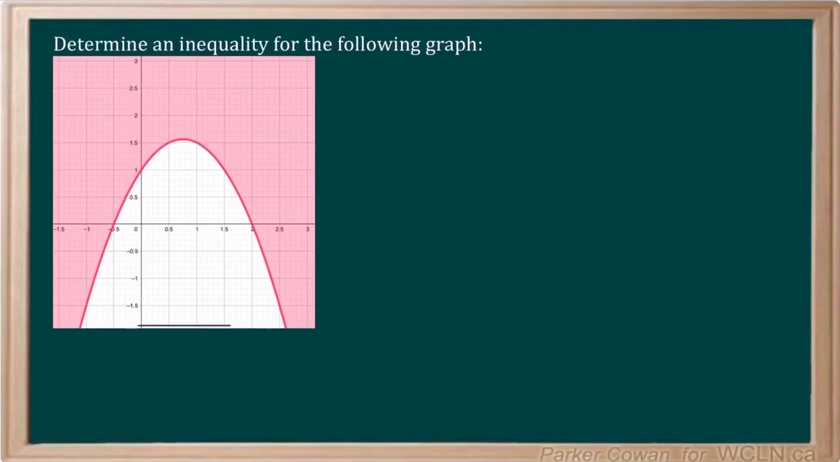Determine an inequality for the following graph. Alright, so for this one, it's a little bit strange just because our vertex is in a weird spot, so we're going to have to use the x-intercepts to build our equation for this parabola.